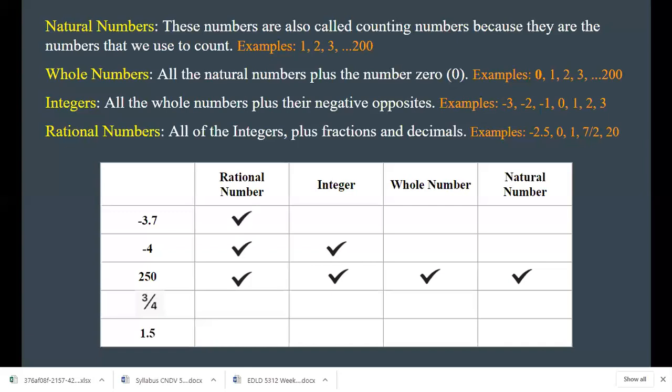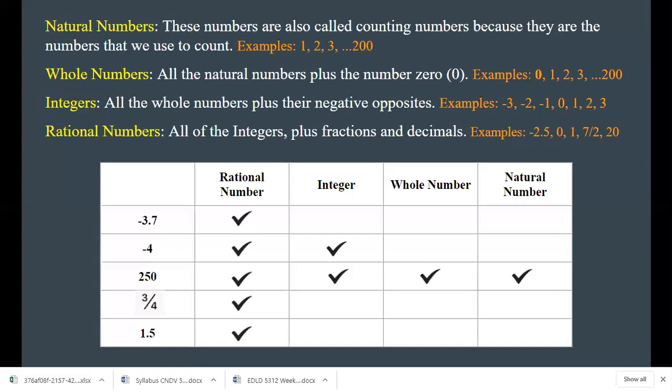Okay. And then we can look at the fraction 3/4. Well, is that a natural number? No, when we count, we don't count with fractions typically. It's not a whole number. It's not an integer, so 3/4 only falls under the rational number category. And what about 1.5? Pause the video, see if you can figure out where 1.5 goes. All the sections that 1.5 checks. Well, it's not a natural number, whole number, or an integer. 1.5 is rational only.